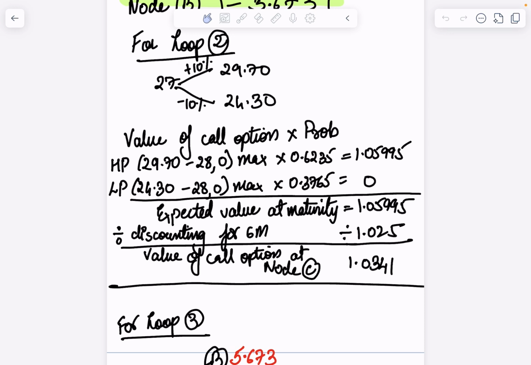Now we will discount it for 6 months by using the interest which is given, and then the value of call option at C will be 1.0341. This is step 5, that is the discounting part, which is not shown separately in steps like it was showed previously in detail.